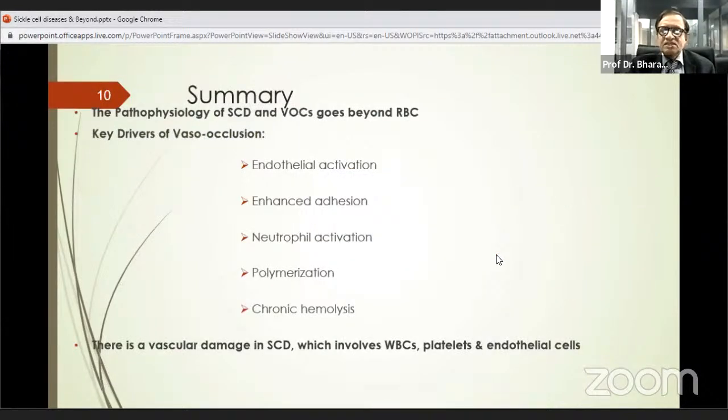So the pathology of sickle cell disease and vaso-occlusion goes beyond the RBC. The key drivers of vaso-occlusion are endothelial activation, enhanced adhesion, neutrophil activation, polymerization, and chronic hemolysis. So there is vascular damage in sickle cell disease which involves WBCs, platelets, and endothelial cells.